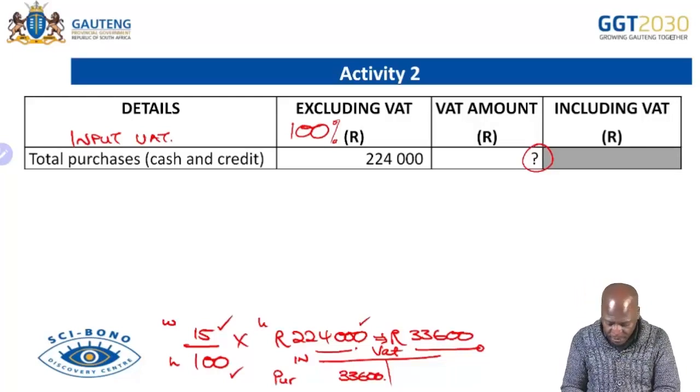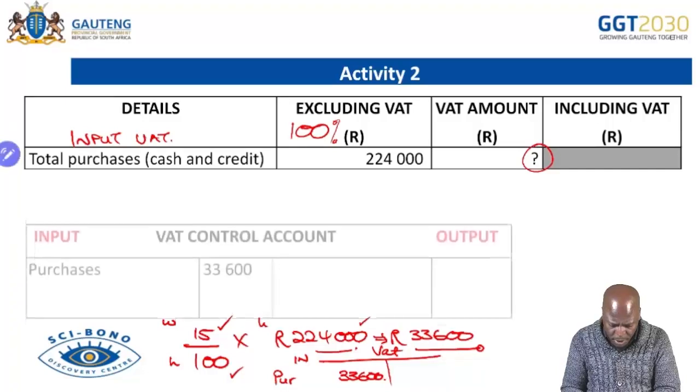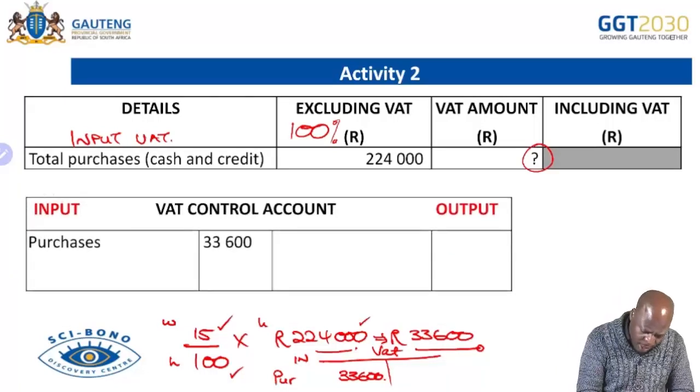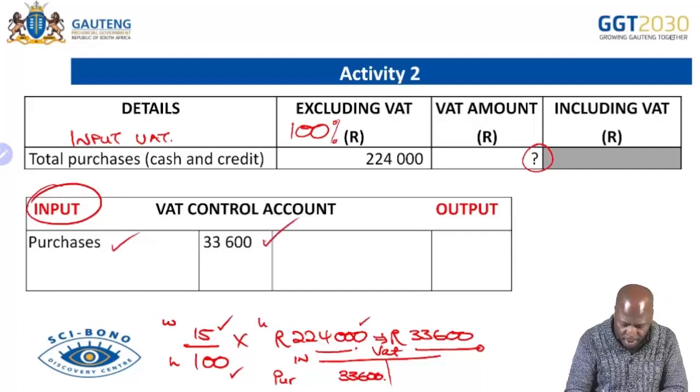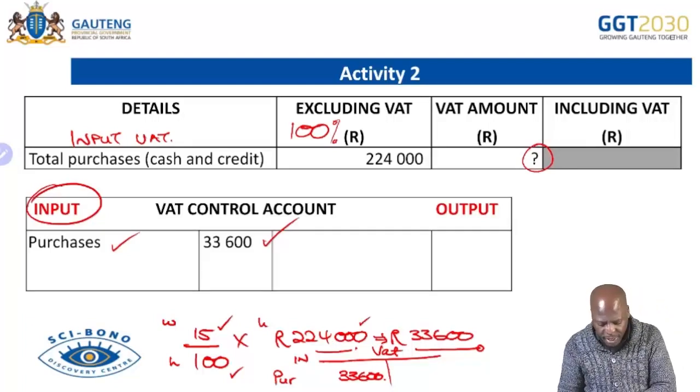33,600. Okay, let's now see if it is neatly written. Oh, thank you. There it is. Input and then purchases, 33,600. Okay, now you can see this is easy.